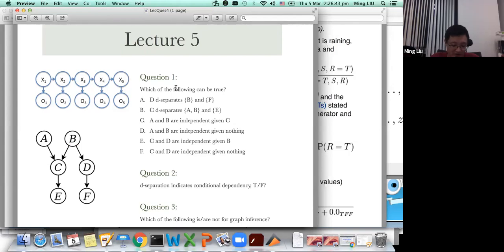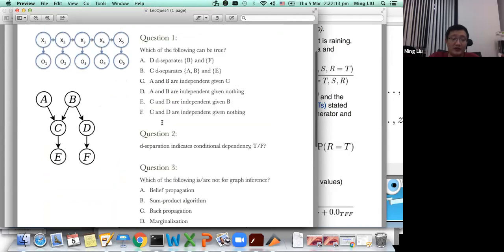Okay. Question 2: this separation indicates conditional dependencies. Is this true or false? This is false, right? It's an independency. It's not dependencies. From this separation, you cannot tell which of these two are dependent. You can only tell independence.